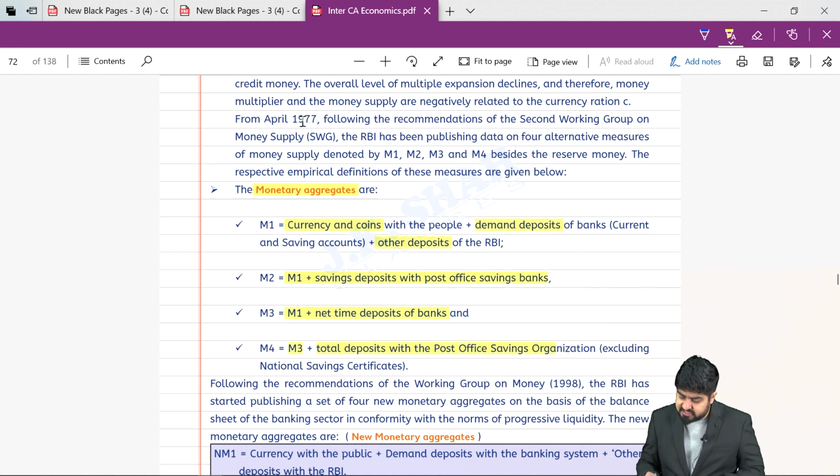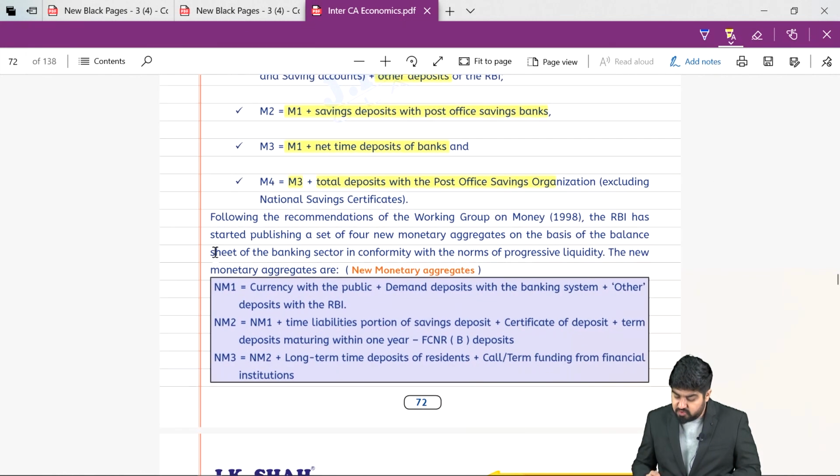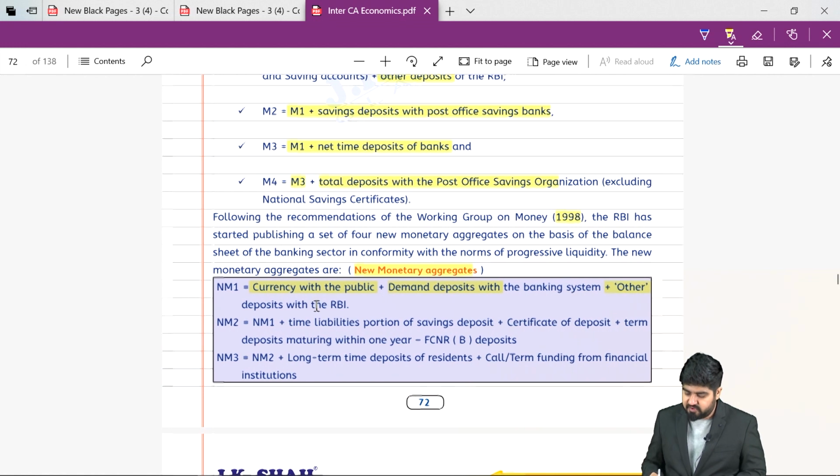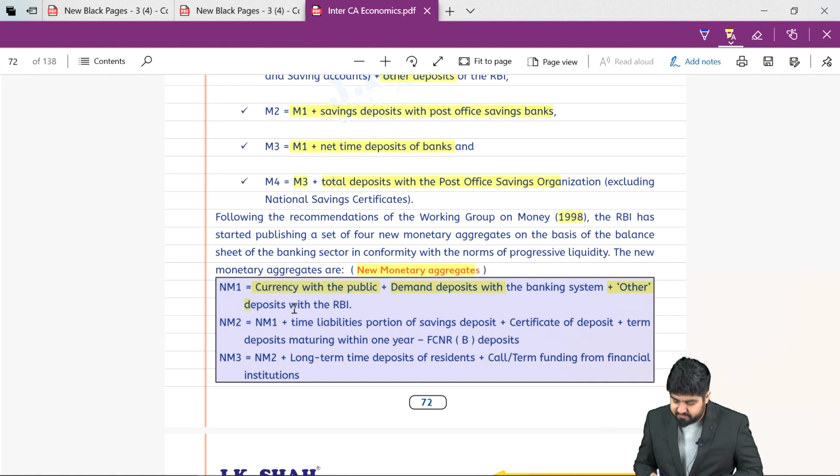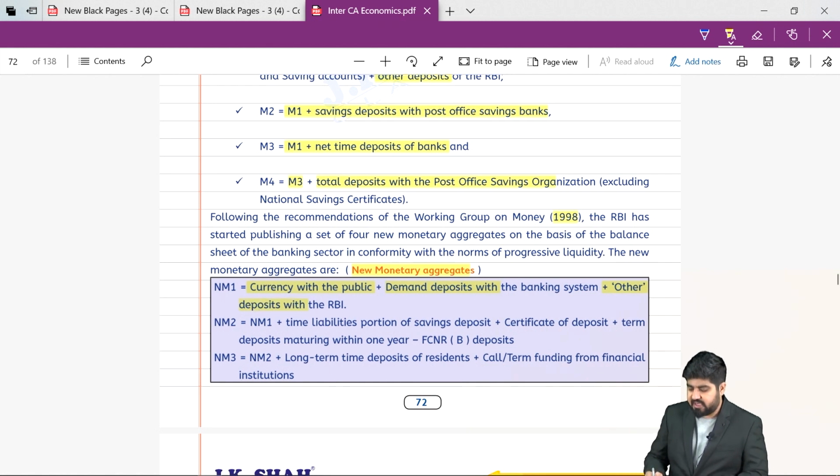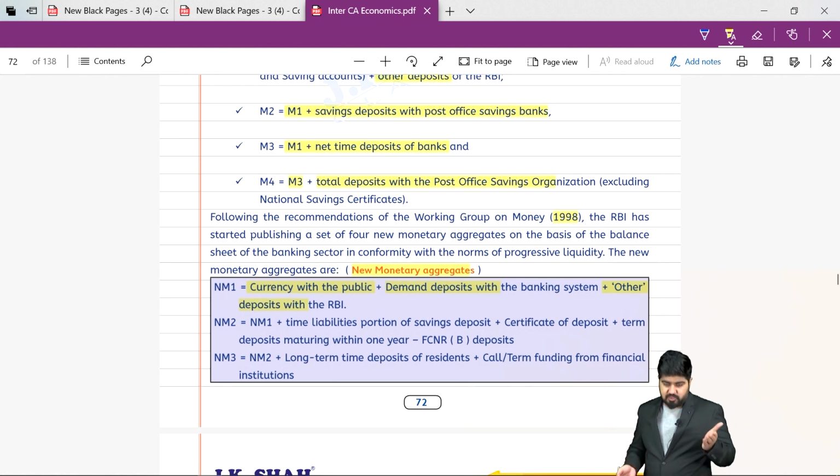the monetary aggregates which I told you about 1977, and that's fine. About the new monetary aggregates which was developed from 1998. Now here we have NM1, NM2 and NM3. First one, in NM1, students, you have currency with the public, demand deposits with the bank and other deposits with RBI. So they have reduced our headache by 1 point at least. They are giving us the same point to by heart which we have already studied in M1.